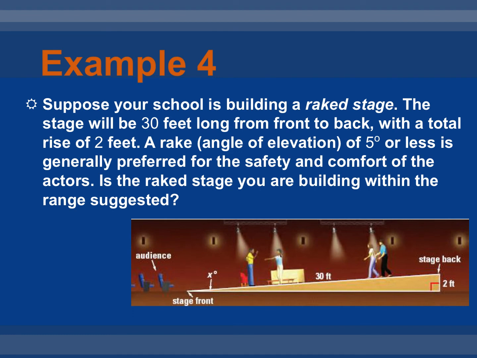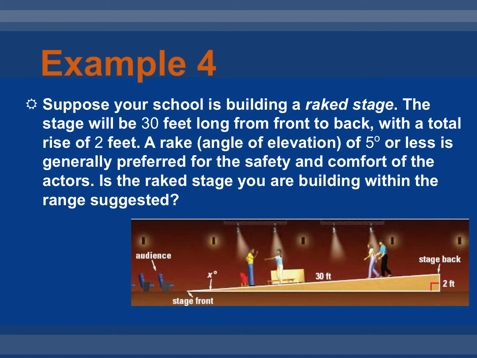This time they gave us a picture. And in the problem, they're actually describing what a raked stage is. So it says, suppose your school is building a raked stage. The stage will be 30 feet long from front to back, with a total rise of 2 feet. A rake, which is going to be our angle of elevation, must be 5 degrees or less, is generally the angle preferred for the safety and the comfort of the actors. If it's steeper than that, it's probably not very safe for the actors. So it says, is the rake stage that you are building within the range suggested?